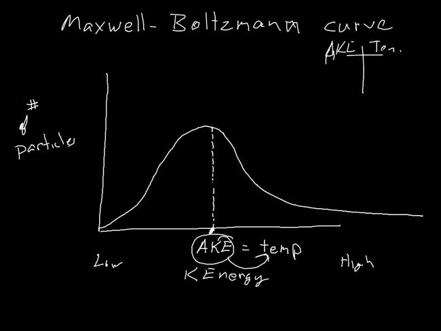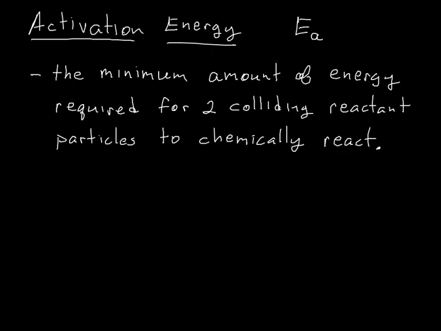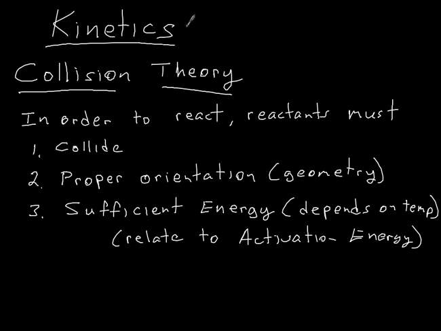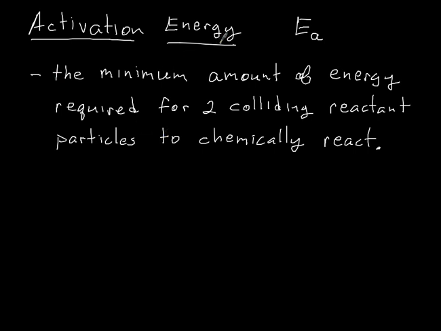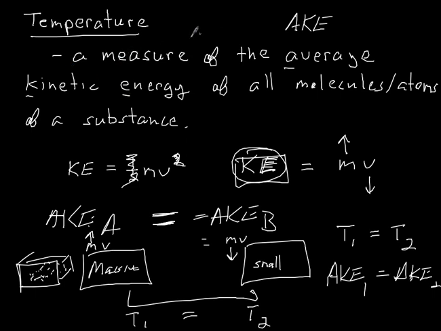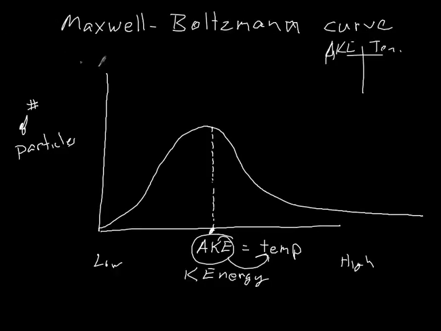All right, so let's just do a quick review of what we looked at today. And so kinetics, that's what we're talking about, kinetics, collision theory, 3 postulates. You know these postulates. For a reactant to react, you must collide with proper orientation and sufficient energy, which depends on temperature and relates to activation energy. The activation energy is the minimum amount of energy required for 2 colliding reactant particles to react. Temperature is a measure of average kinetic energy. And the Maxwell-Boltzmann distribution curve, which is a graphical representation of kinetic energy versus number of particles.